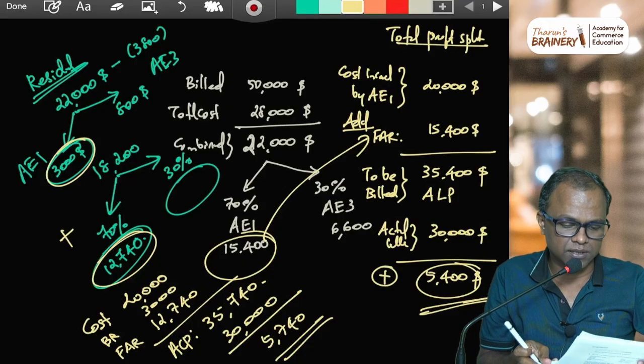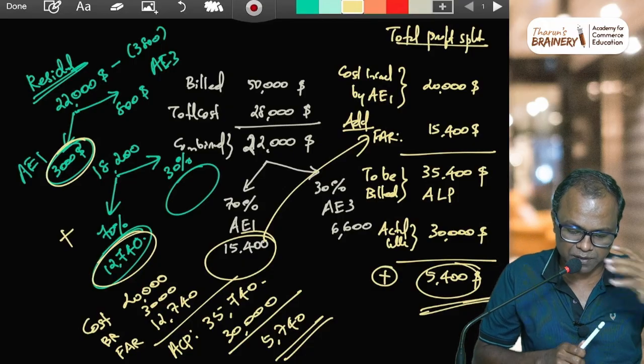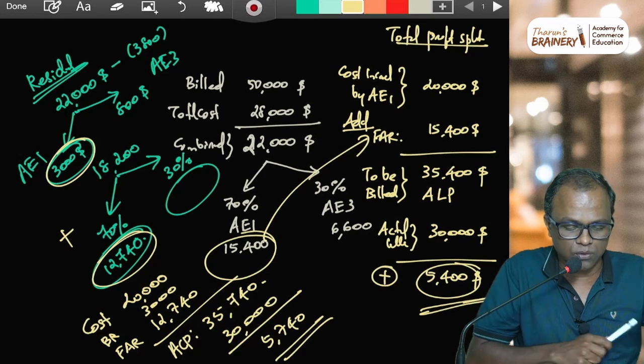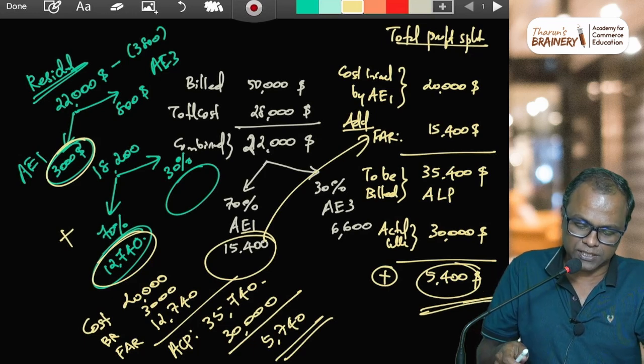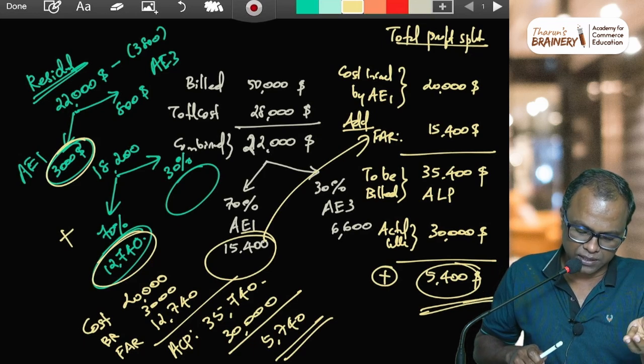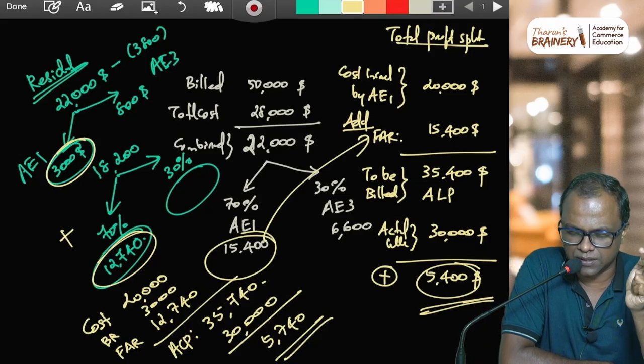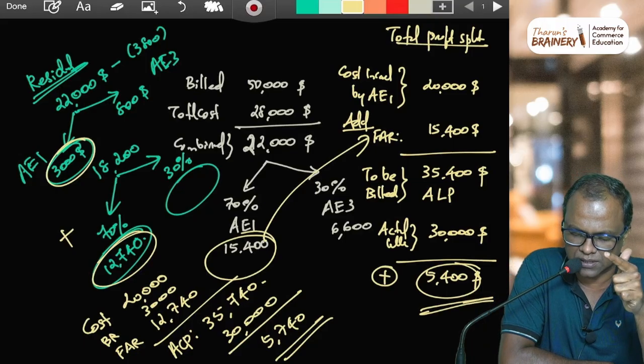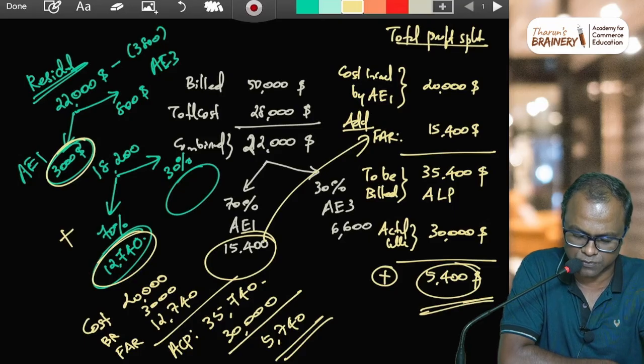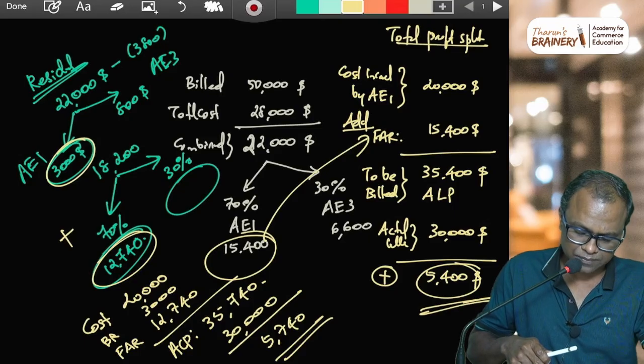So this is the profit split method. So the profit split method is over. So the comparable uncontrolled price method, and second one is the resale price method, and then the cost plus profit method, then the transactional net margin method, and then the profit split method. So these are the 5 methods.